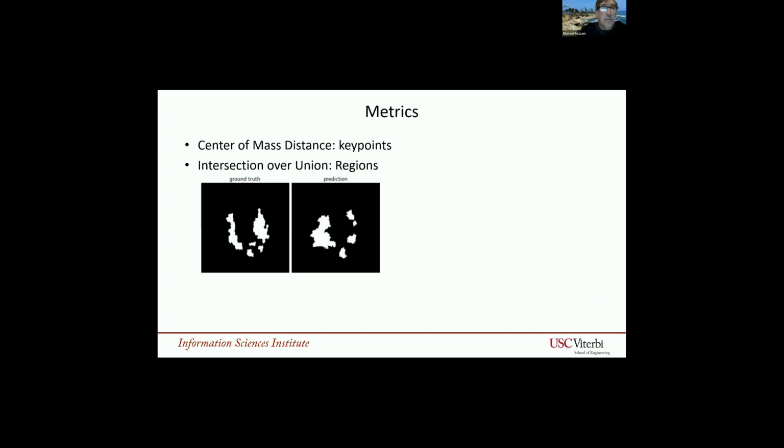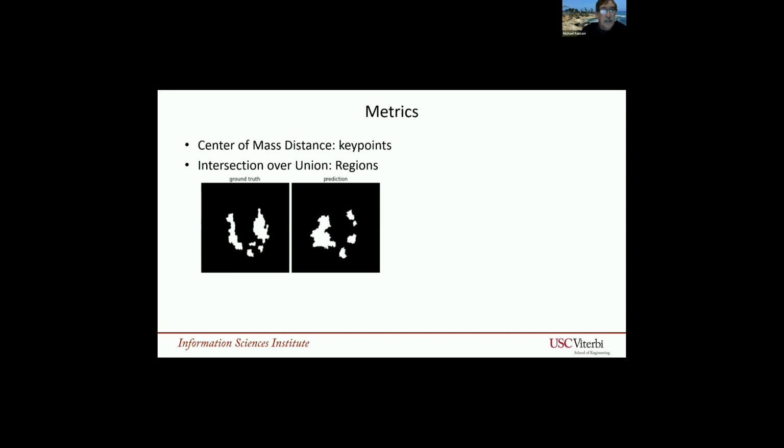And then we have two different metrics. One is the center of mass distance, where we look at a key point where someone has indicated the bill is here with a point or the wing is here. Or we look at the regions and see how they overlap. And the method we use there is intersection over union.